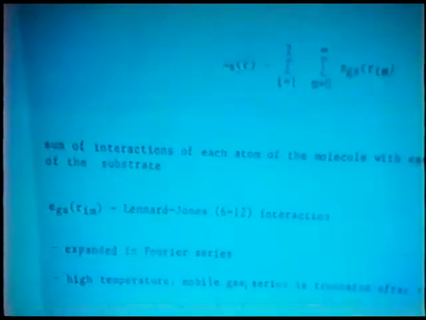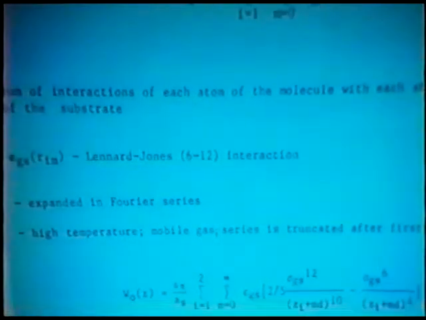So in order to calculate those quantities, we need to specify some form for the potential. The gas-solid potential consists of the sum of the interaction of each atom of the molecule with each atom of the substrate. And then we specify the form of that interaction to be the Lennard-Jones 6-12 interaction.